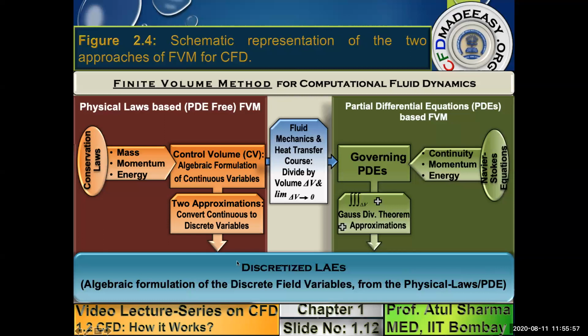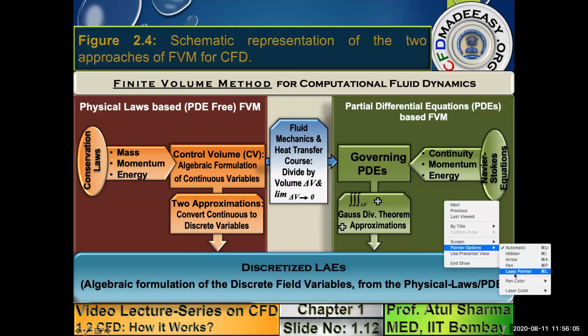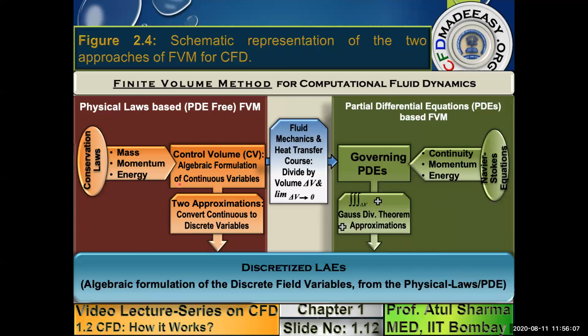So you can obtain the same set of linear algebraic equations either following this approach, which uses the governing partial differential equation, whereas this is a more physical approach where you take the control volume, apply the conservation law along with the approximations, and come up with the same set of linear algebraic equations.